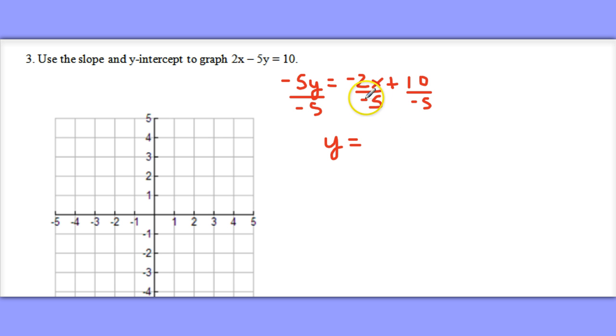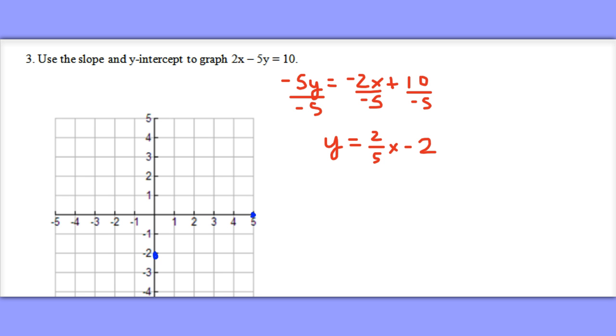And so our equation of our line in slope-intercept form is y equals positive 2/5, because we have a negative divided by a negative, that's a positive. Positive 2/5 x minus 2. So our y-intercept is negative 2, and our slope is 2/5. So we're going to move 2 in the positive y direction and 5 in the positive x direction. So up 2 and right 5.